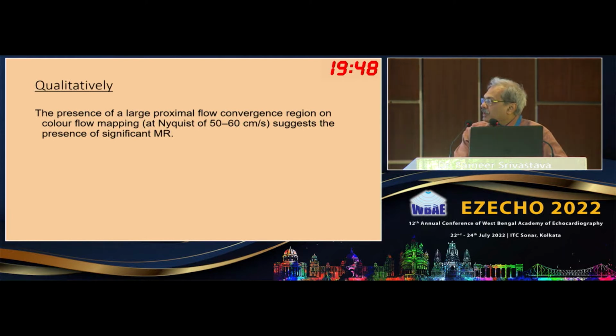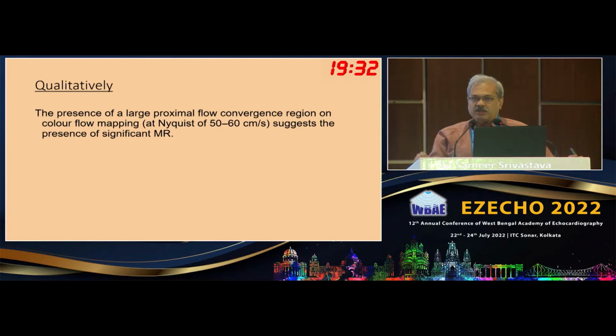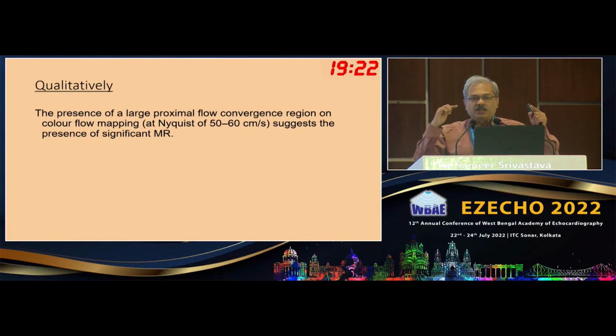Qualitatively, the presence of a large proximal flow convergence region on color flow mapping with Nyquist limits of 50 to 60 suggests the presence of significant MR. What do you mean by this? There is a Nyquist limit in color Doppler, which is most of the time on the left upper corner or right upper quadrant. If with a velocity of 50 to 60, you start seeing these semicircular differently colored hemispheres, then it is known as a spontaneous PISA.